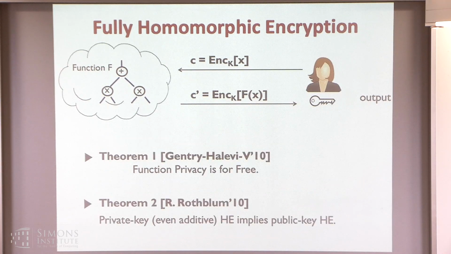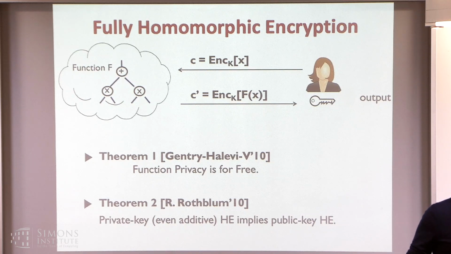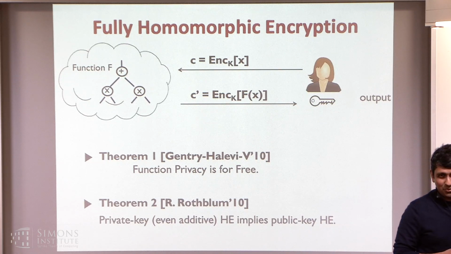Good so far? All right, so let me start with two theorems that make our lives simpler. The first theorem says that function privacy, don't worry about it. The theorem with Craig and Shai shows that you can turn any homomorphic encryption scheme generically, without any additional assumptions, into one which is also function private. So really the hard thing is to hide the input and compute on it. Hiding the function sort of comes for free.